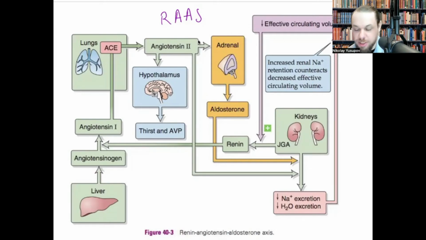What actually happens here? Your liver is always producing something known as angiotensinogen. Whenever you see GEN ending, this is usually a zymogen. This is an inactive protein. So your liver always makes this protein. It's always in your circulation.